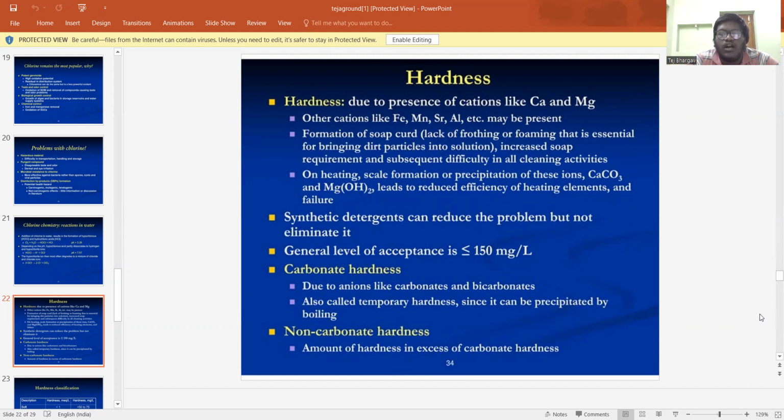Carbonate hardness is due to anions like carbonates and bicarbonates. It is also called temporary hardness, since it can be precipitated by boiling. Non-carbonate hardness is the amount of hardness in excess of carbonate hardness.